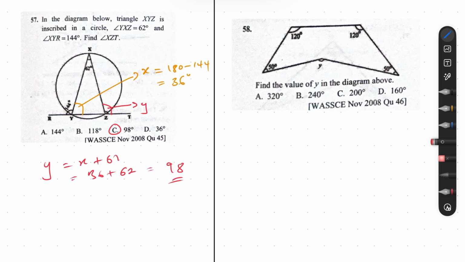360. So in order to find this angle, we do what? We take y from 360. So this angle right here will be 360 minus y. So that when we add 360 minus y and then y, we have what? 360. Okay, cool.